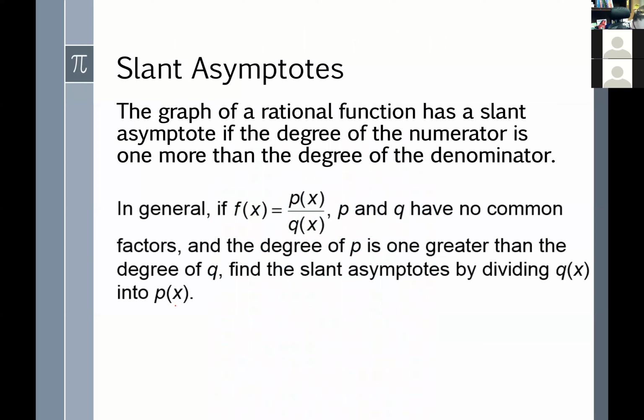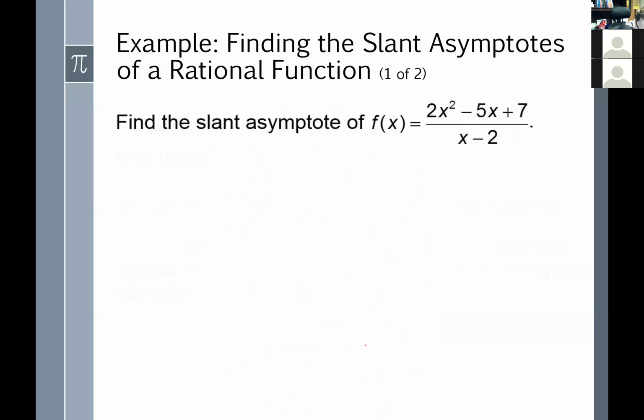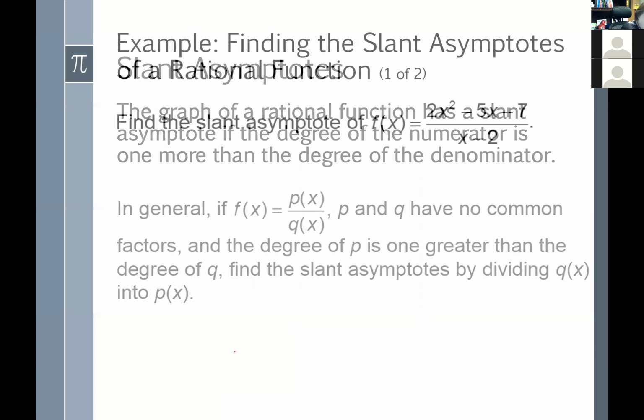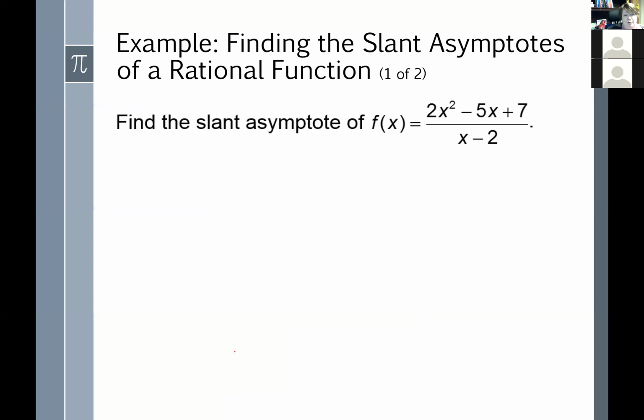Okay, slant asymptotes. This is the case if the numerator's degree is exactly 1 more than the denominator's degree. So if the numerator's largest exponent is exactly 1 more than the denominator's, then it has a slant asymptote. And the way you find the slant asymptote is to do the division.